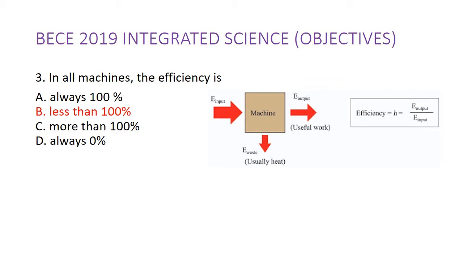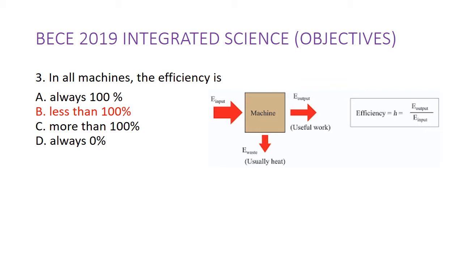This is what it means. Look at the diagram over here. We have the E input, the E there for energy input. That's the energy you apply on a machine for the machine to perform a certain task for you. You would realize that some of the energy goes to waste. That's why we have the E waste, and it's normally as heat. For example, a laptop is a machine.